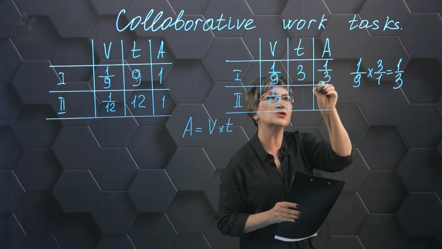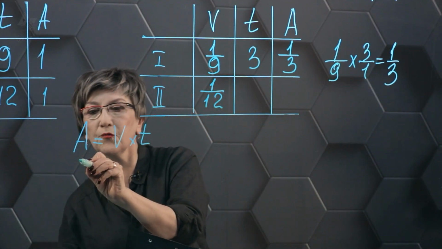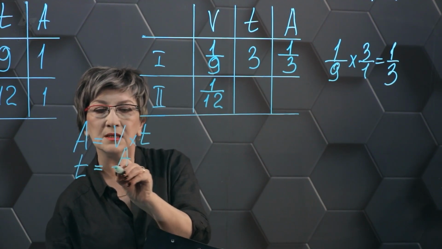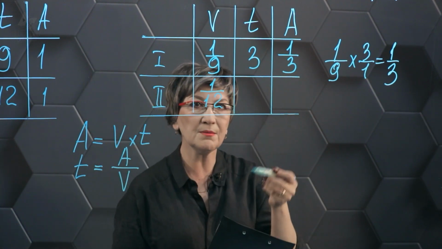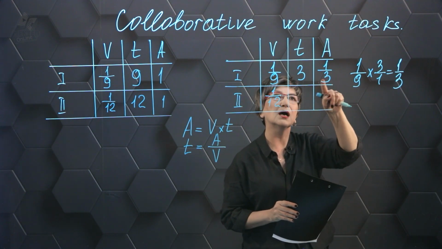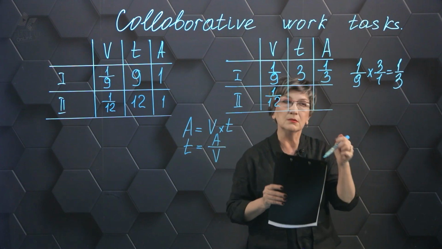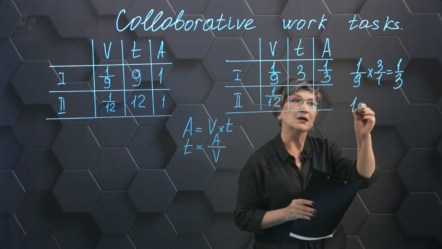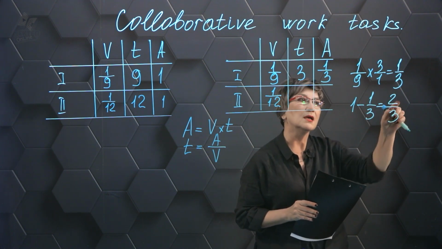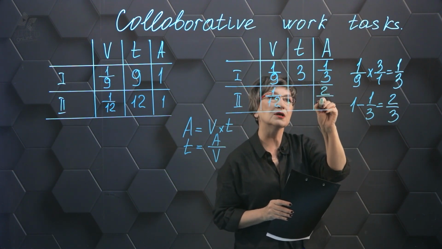Then I can calculate how much of the work the second company did. And then, using the formula, time equals work divided by productivity, I'll find the time it took the second company to do the work. The second company did the rest of the work. The first company did 1/3 of the work. Then what part did the second company do? What should I do? Take 1, subtract 1/3, equals 2/3. And that part of the job went to the second company. 2/3 of the work.